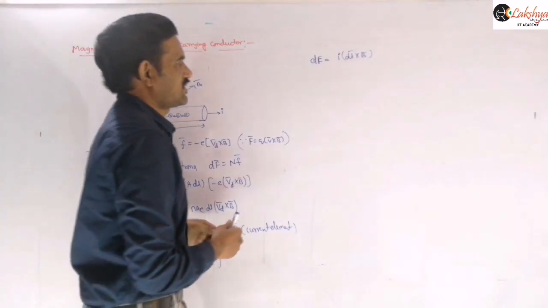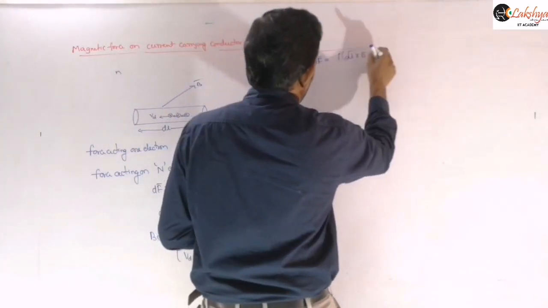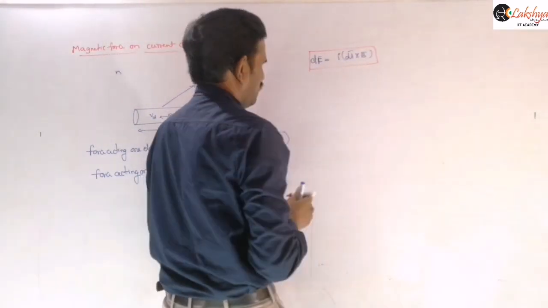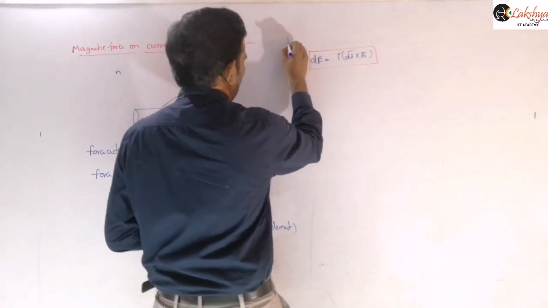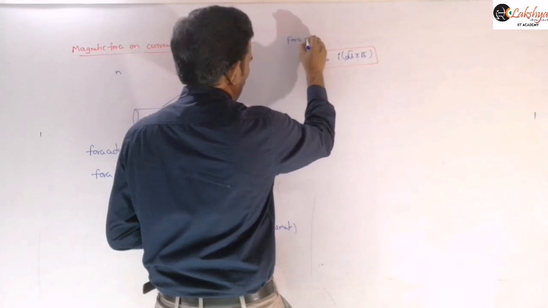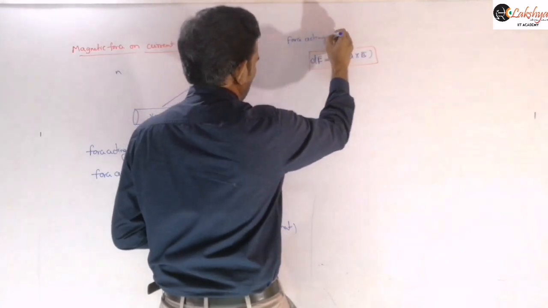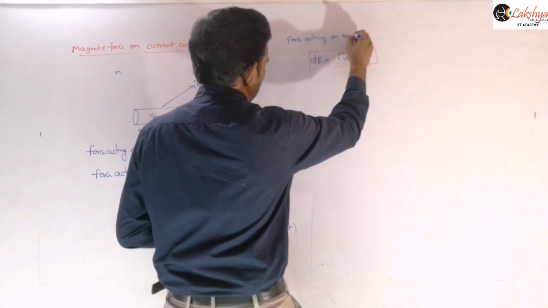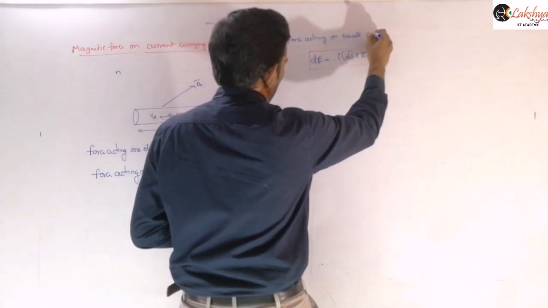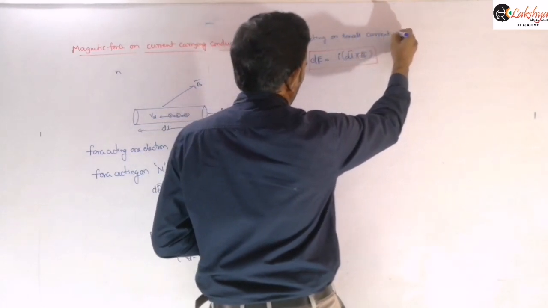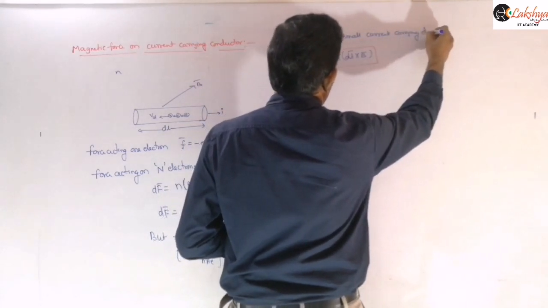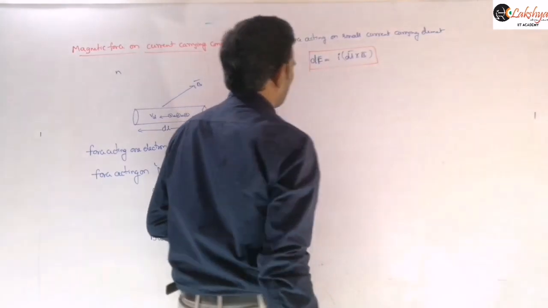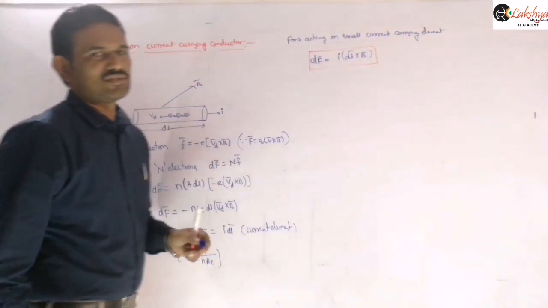So that is the force acting on a current carrying element. This expression you can mention as the force acting on a small current carrying wire or small current carrying element. So the force acting on that is given by that.